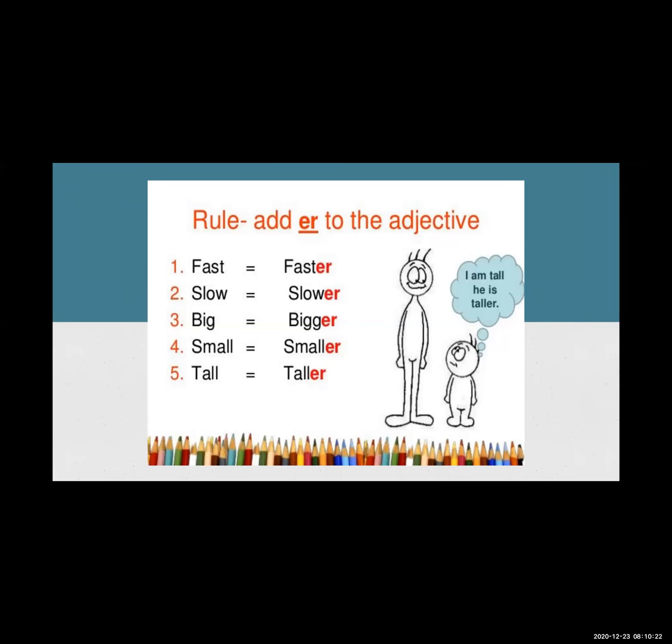So suppose this small boy is saying I am tall. I am tall means he is saying for himself that I am also tall, but he is taller means that boy standing next to him whose height is more, he is taller. Now over here tall and taller, so comparison is being done between these two children. We'll see how we have to transform these adjectives in the upcoming examples.